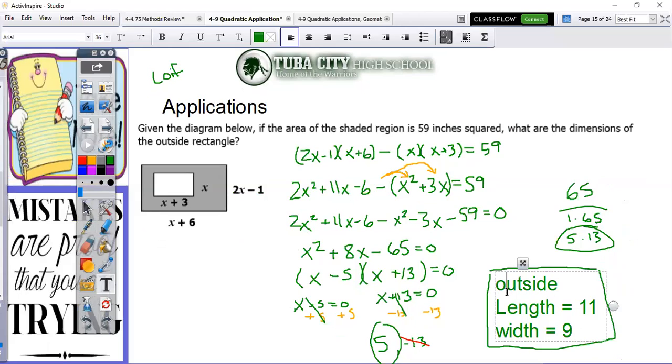What do we not have? And this kind of bugs me now. I don't know why it bugs me all of a sudden. I'm usually not really big on grammar or anything like that.